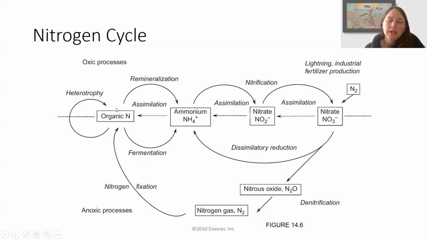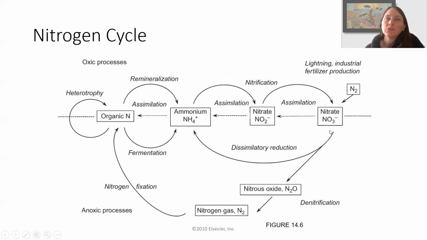So, going from an organic form of nitrogen, you have some forms of bacteria and microbes that mineralize that organic nitrogen into ammonium, and then nitrification can convert ammonium into nitrite and nitrate. Oops, this is supposed to be nitrite. That's an error in the figure. And this is nitrate. Then on the bottom, you have anoxic processes. These processes have to take place in the absence of oxygen.